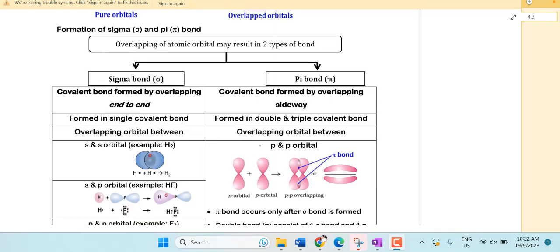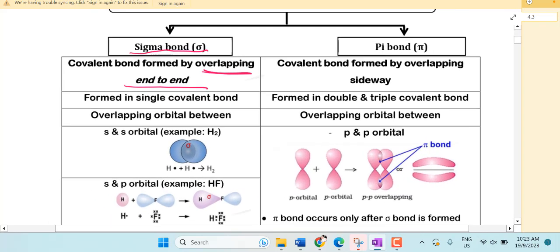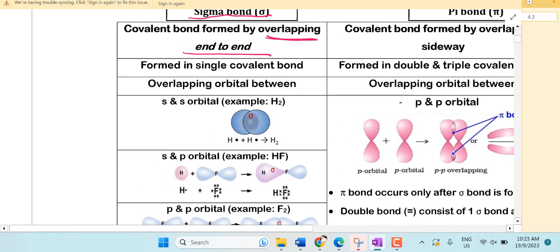4.3 Orbital overlapping. First, you need to know the formation of sigma and pi bonds. Atomic orbitals can overlap and may result in two types of bond. The first is known as a sigma bond, a covalent bond formed by overlapping end to end. For example, when we have hydrogen, hydrogen only has one electron.